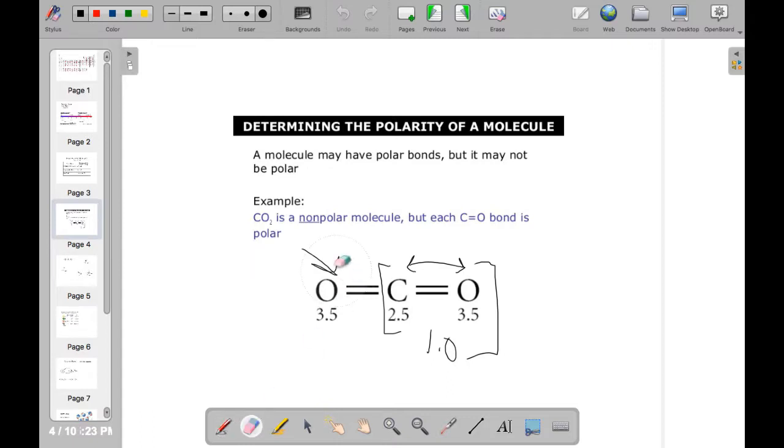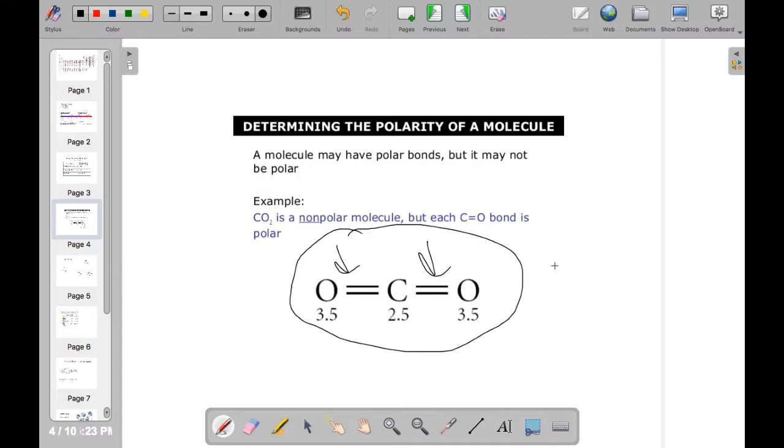So right here, CO2 has two polar covalent bonds. But to make things confusing, this entire molecule is actually nonpolar. So a nonpolar molecule can have polar covalent bonds, but as you can see, this is a linear shape, and the charge on this side of the molecule would be the same as the charge on this side. So this entire molecule is nonpolar.